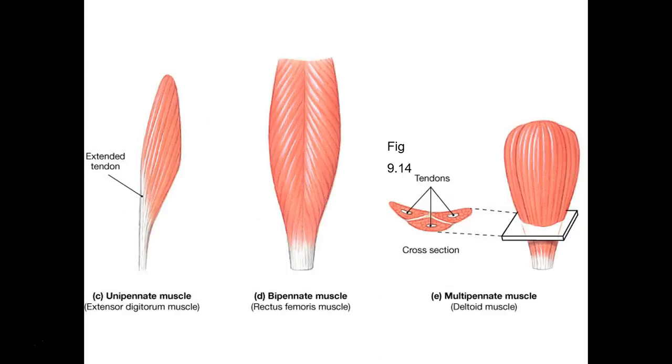Unipinnate, bipinnate, multipinnate. Okay. We don't know these muscles yet, so don't worry about just which ones were given as examples. But the unipinnate, they're going on to one side of a tendon. Pennant, I think it means flag, like when you have a pennant race at the horses, it's flag race. So they're all one side. Okay. And extensor digitorum, which you don't know that muscle yet, but should be able to figure out what it does, sort of, by the name. Extends the digits. Okay. Bipinnate, you can see the fascicles are going in different directions, right? Two different directions. And a good example of this is a rectus femoris. That's in your quadriceps.